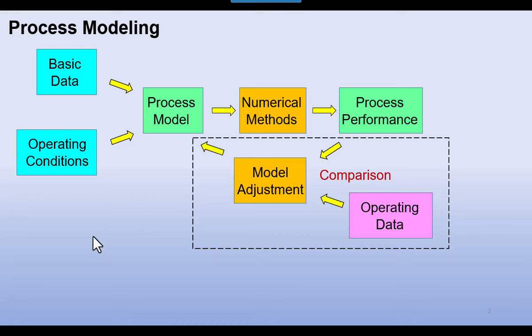And for something like a manufacturing process, we may need to do this model tuning up, as it were, periodically as things shift with the actual process performance. Now, if we're just designing processes, we may not have operating data, and that's why we're left with a dashed outline around that particular phase.